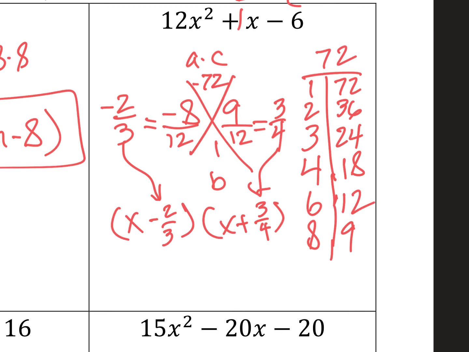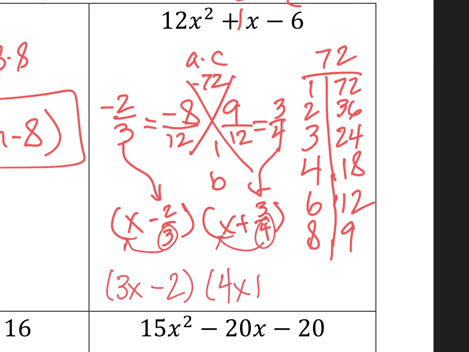All right, our last step. Remember, anytime you get a fraction on this part right here, we have to swing the number in front of the x. So the 3 we swing in front of the x here, and that becomes 3x minus 2. The 4 we swing in front of the x here, and it becomes 4x plus 3. And those are our two factors.